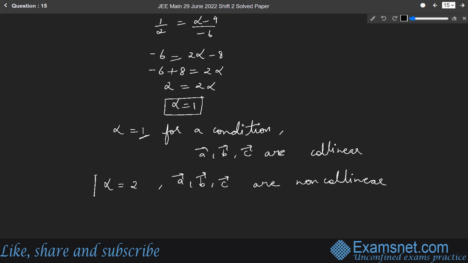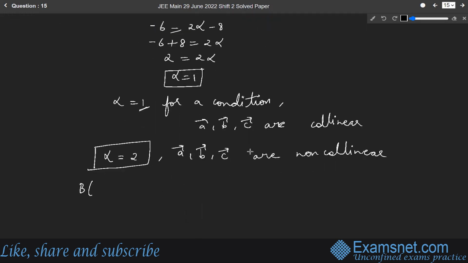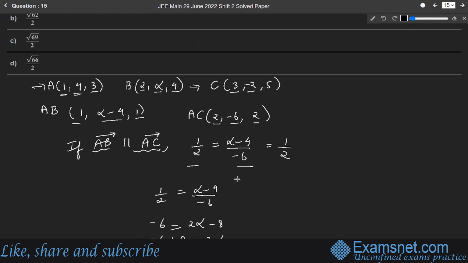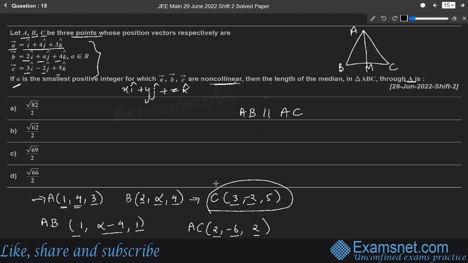Okay, so we have the value of alpha now, so we can easily find the coordinates for B. What are the coordinates of B? The coordinates of B were 2, alpha, and 4. We know the value of alpha, so the coordinates of B will be 2, 2, 4. And we have the coordinates of C, which are 3, -2, and 5. What is BC? BC will be the base of the triangle.